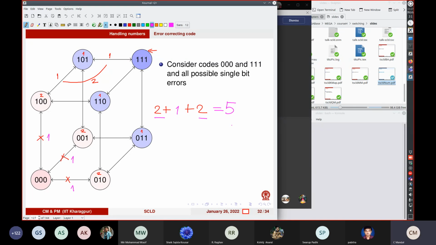So if you look at, sir, when did you write this? 2 plus 1 plus 2 equal to 5? Sorry, what is your question? So what is this, 2 plus 1 plus 2?